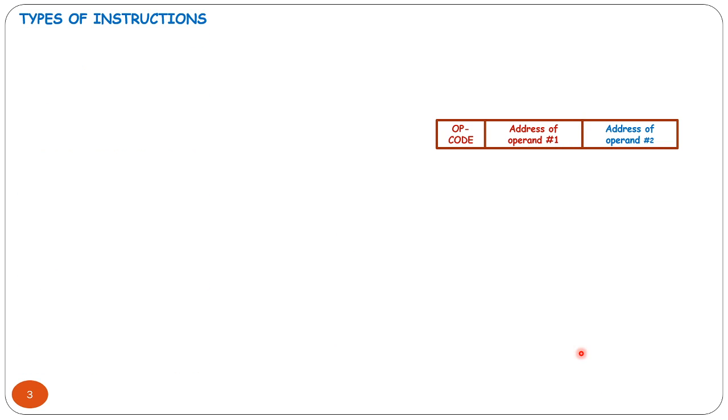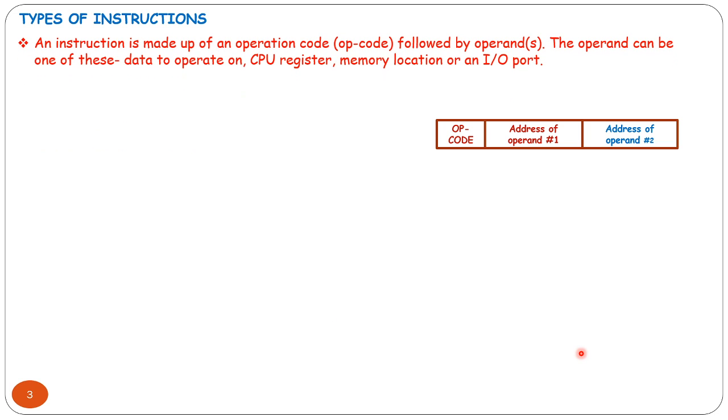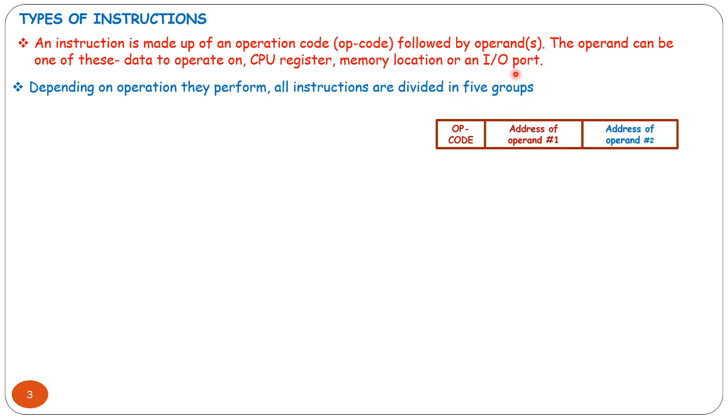In types of instructions, the instructions are classified according to their operation code, address of operand. So this is the format of instruction. An instruction is made up of operation code, opcode, followed by the operands. The operands can be one of the data to be operated on by the CPU, register, memory locations, or an input output.